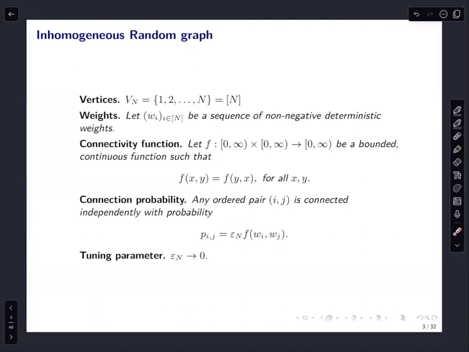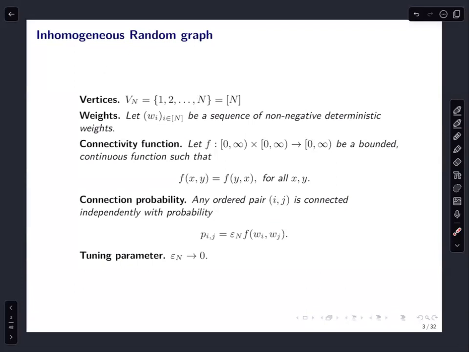And there is a connectivity function f, which is a bounded continuous function. You could really go outside continuous functions, for example, take almost surely continuous or a bit more general step functions. But at least for this talk, we'll work with continuous functions, and they are bounded and symmetric. So we'll not consider any directed network. Essentially, what I need is symmetry in these functions.